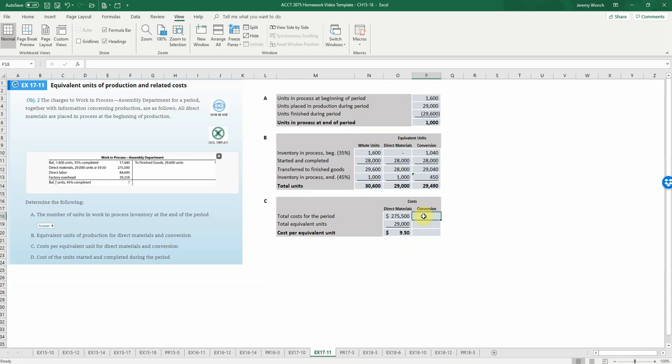For conversion cost, conversion cost is our direct labor and factory overhead. So we have direct labor is 84,600. Our factory overhead is 39,258. And our equivalent units, we calculated up in part B. And so that will give us conversion cost per unit of $4.20.